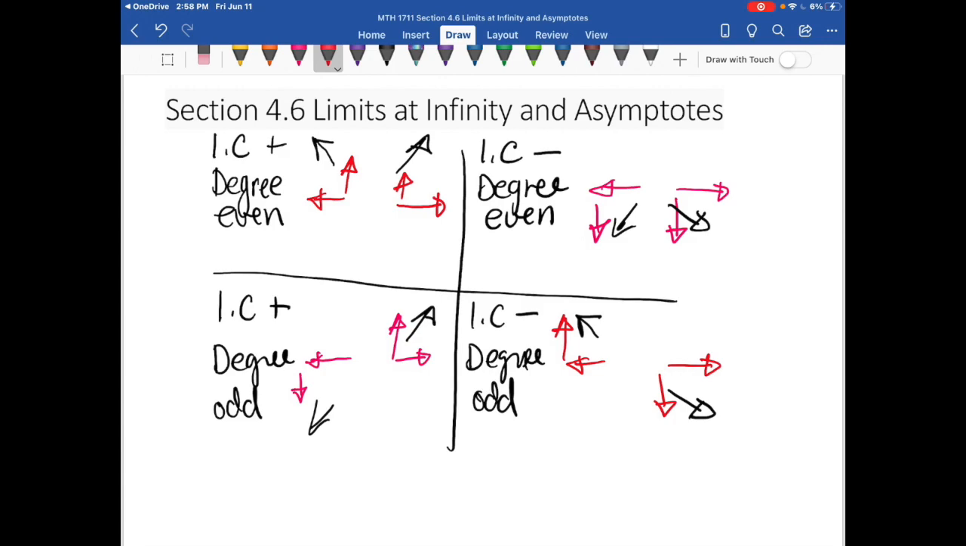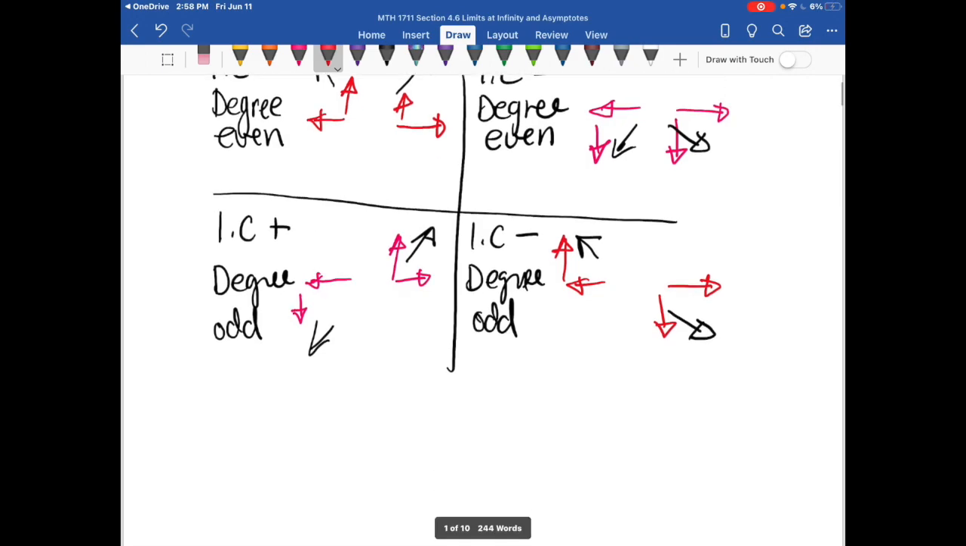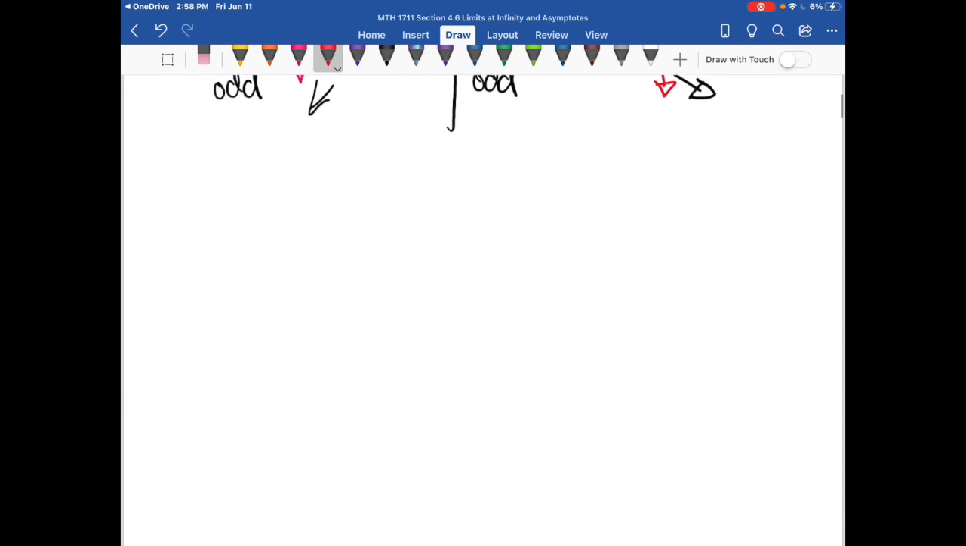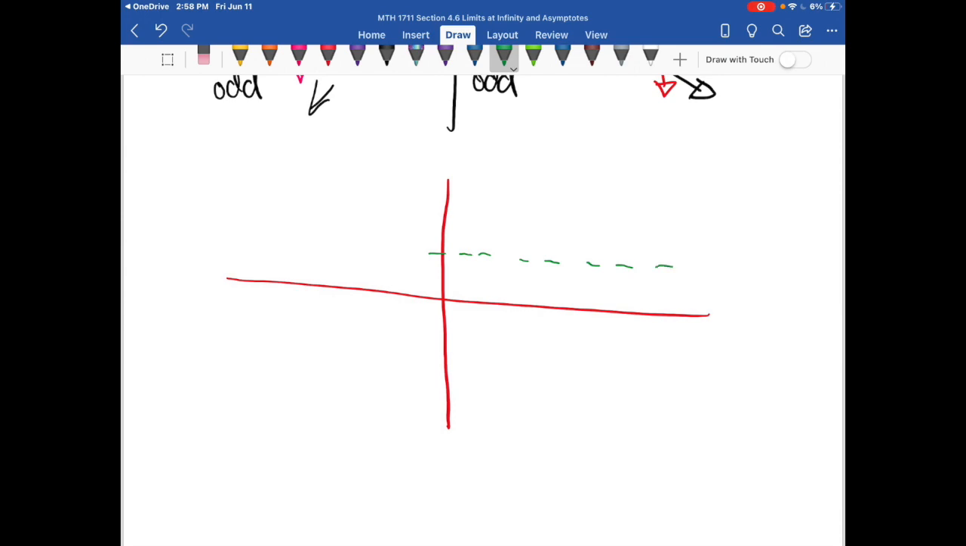Now in calculus, we can actually apply limits to come up with why this works. Before, we just gave you the rule: if the leading coefficient was positive and the degree was even, this is what happened. Now we're going to apply limits and you can see why this works. We're also going to talk about horizontal asymptotes.